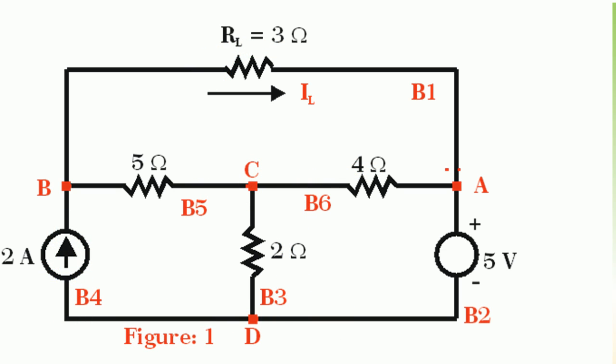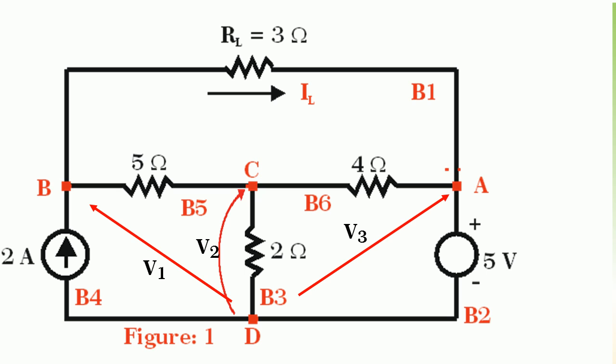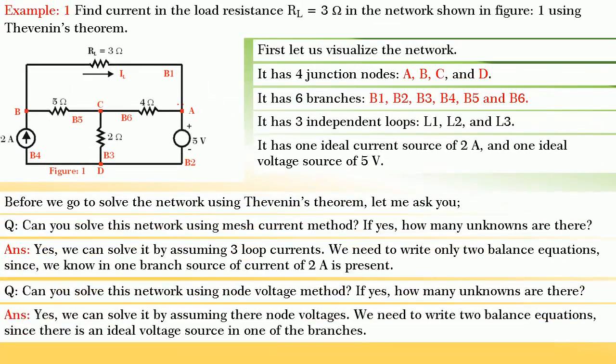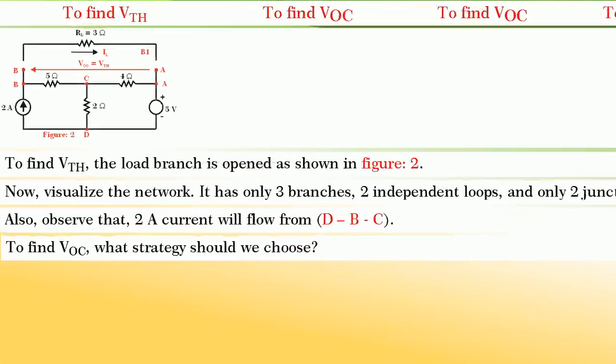Similarly, my next question is, can we solve this network using the node voltage method? If yes, how many unknowns are there? My answer is, we can solve it by assuming three node voltages, and we need to write only two balance equations since there is an ideal voltage source in one of the branches. These points you will have to note because you may have to use these aspects in solving the networks.